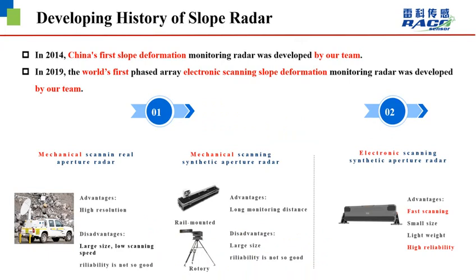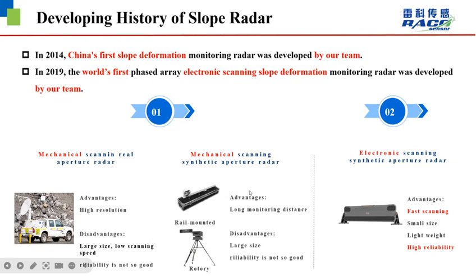Before I introduce our company's products in detail, please allow me to introduce a brief history of slope radar at first. Left part, this part of radar is collectively called mechanical scanning slope radar. This one is rail aperture radar. This radar has been around for more than 20 years and is a relatively traditional category of radar. It is very slow, expensive.